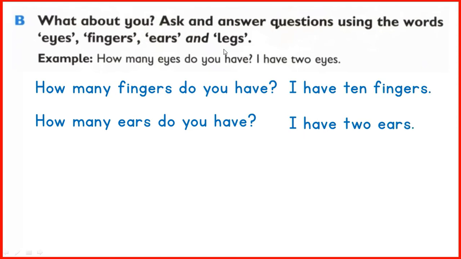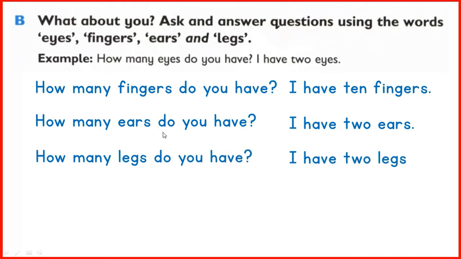Now comes the next question about legs. I'm going to ask about your legs. How many legs do you have? Reply me, hurry up. I have 2 legs. Okay.